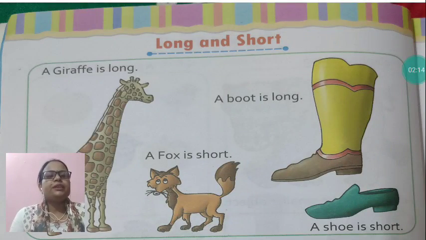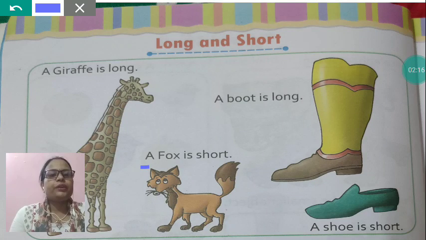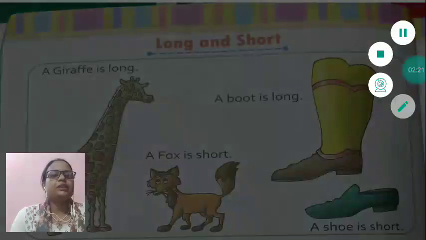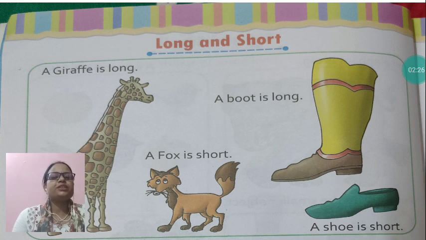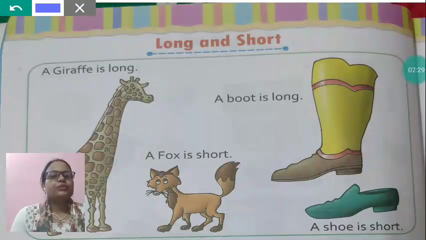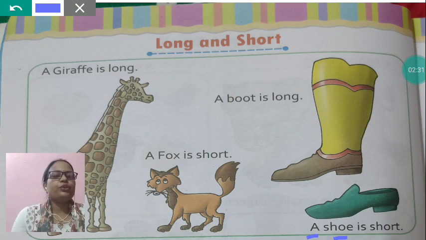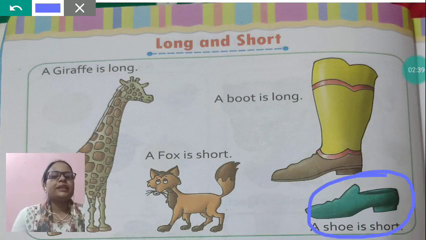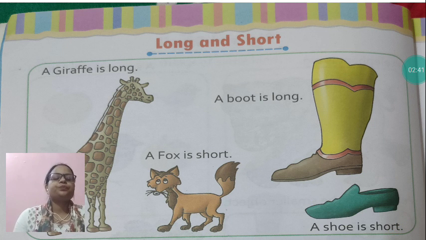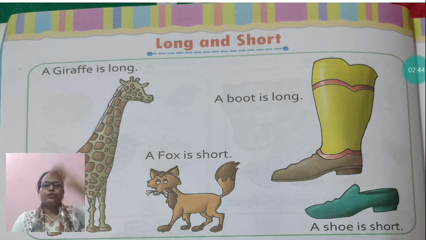Now you can see here a F-O-X fox is S-H-O-R-T short. The fox size is very small. So a fox is short. Now here a S-H-O-E shoe is S-H-O-R-T short. A shoe is short. You can see the size is small. So long, short, long, short. Long's opposite is short.